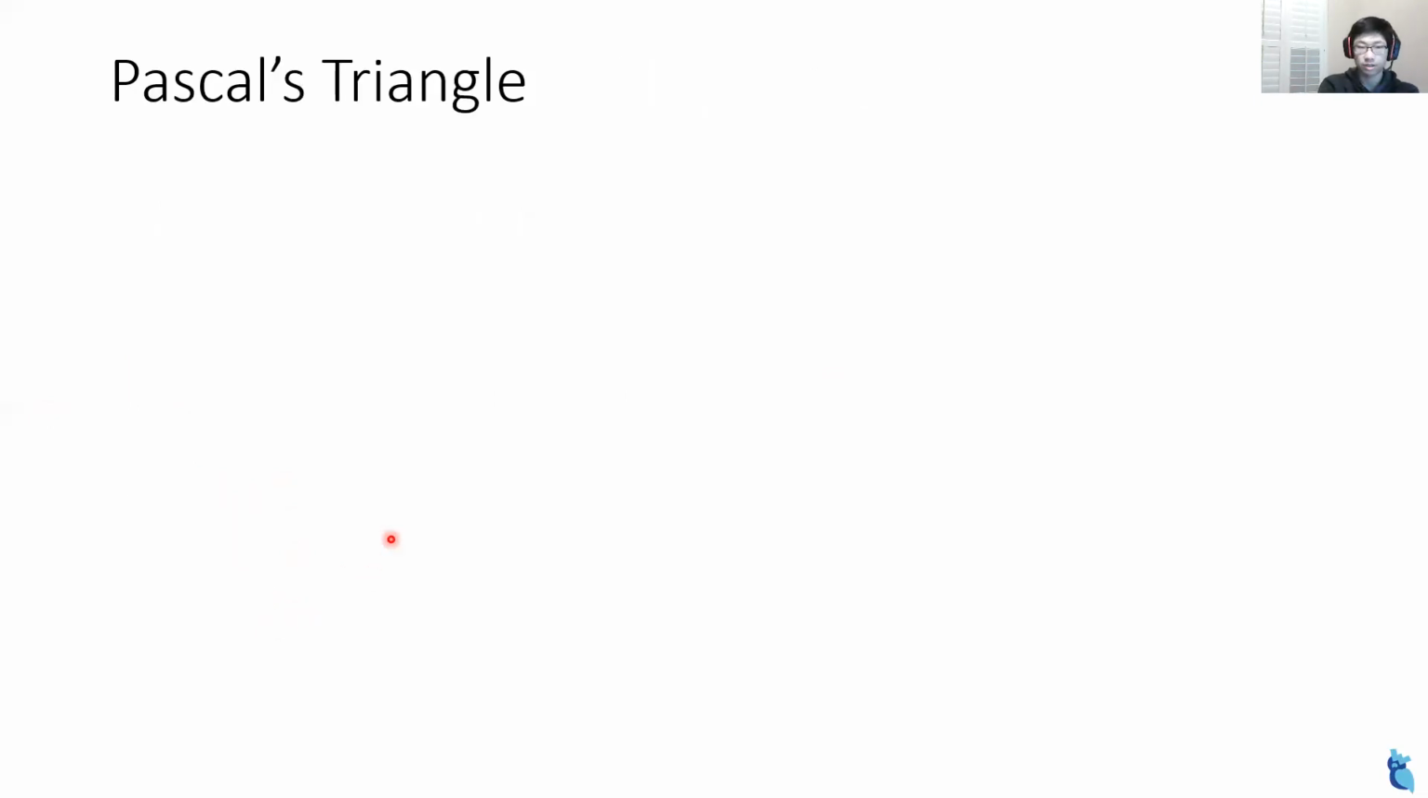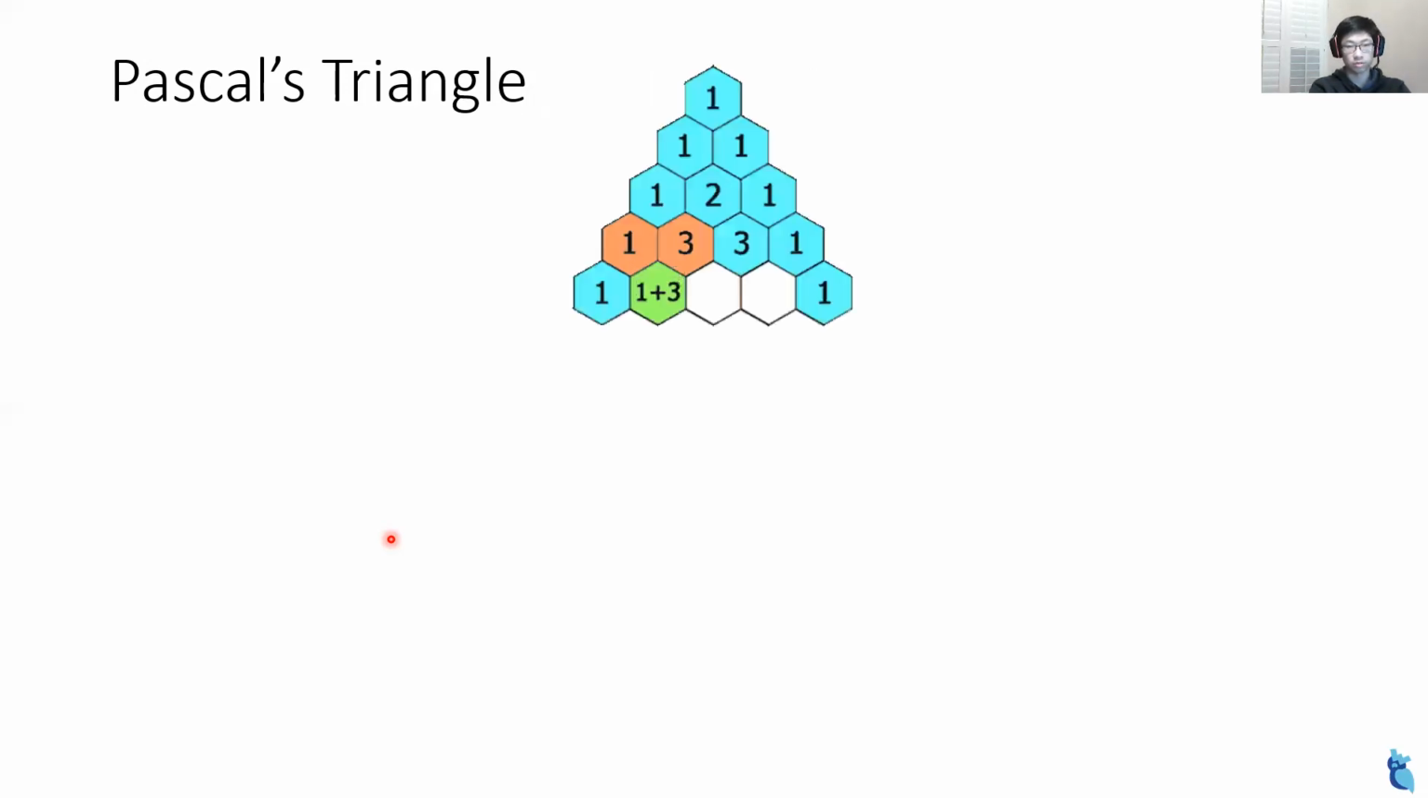Another interesting math pattern is called Pascal's triangle. And the way that you build it is you start with a one at the top of the triangle, and at every single new row, you draw ones on each side, and you get the middle term by adding up the neighboring values above it.